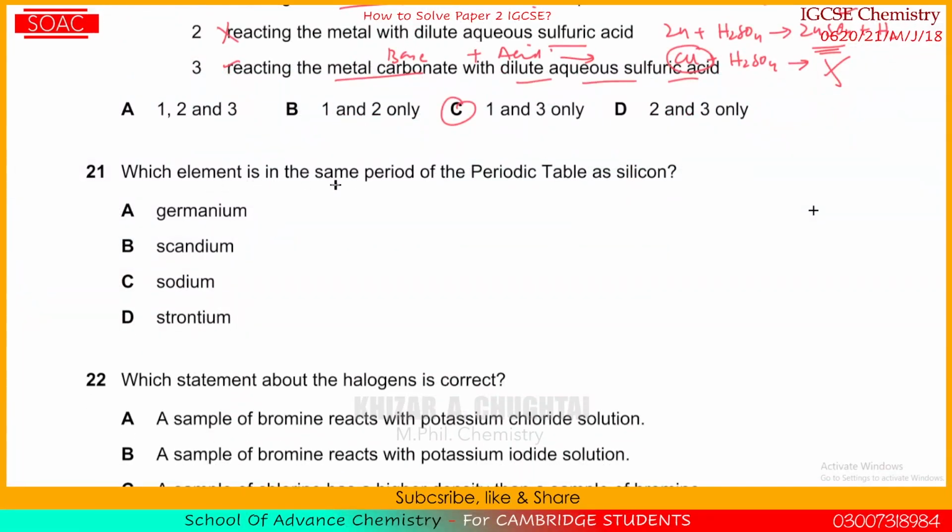21. Which element is in the same period of the periodic table as silicon? So silicon is lying in the line of silicon. Which one element has the same period number? That is sodium. This question can be solved simply by seeing the data booklet or data table, I mean the periodic table.